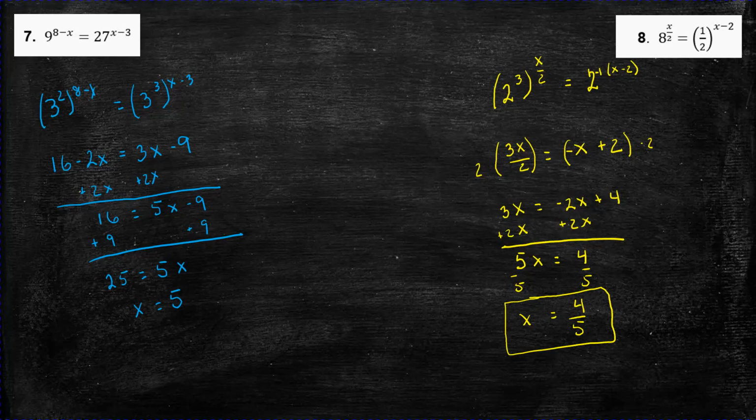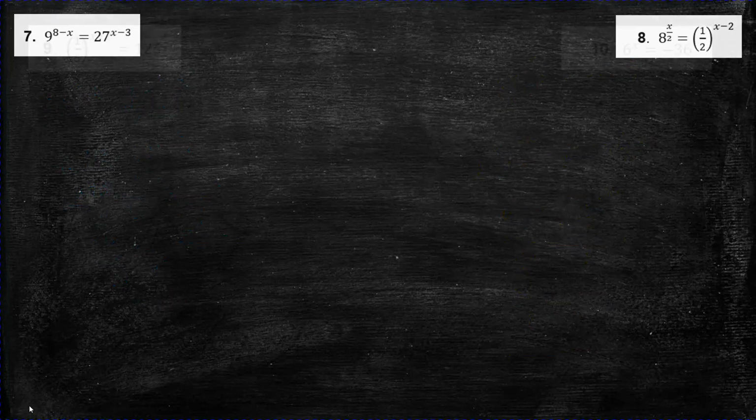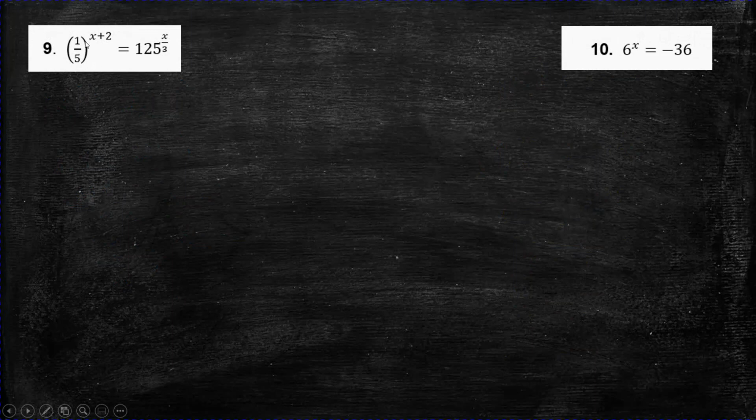All right, 2 more pages to go here. Oh, nope, 1 more set. This is the last set. So again, it looks like it jumps right out at you, right? This is obviously going to be 5 as our common base here. So here I'm going to take this to the negative 1 power. Here, this is going to be 5 cubed. So let's do that. So 5 to the negative 1, x plus 2 equals 5 to the third, and that's x over 3.